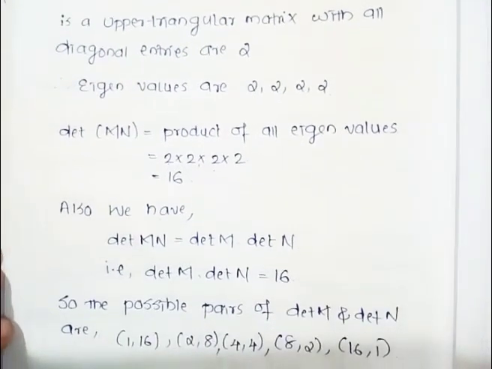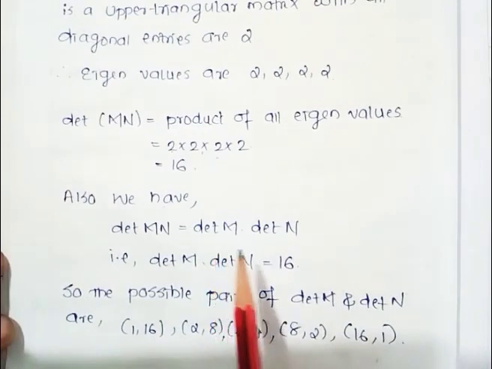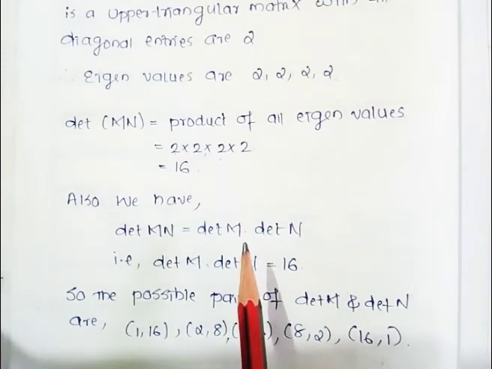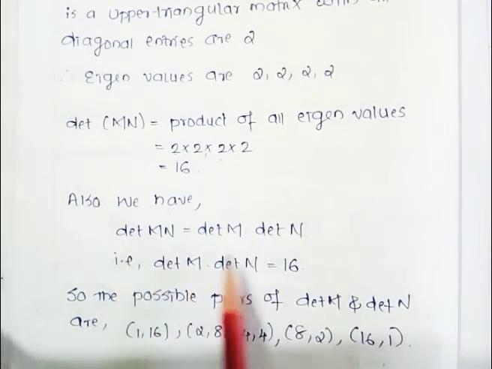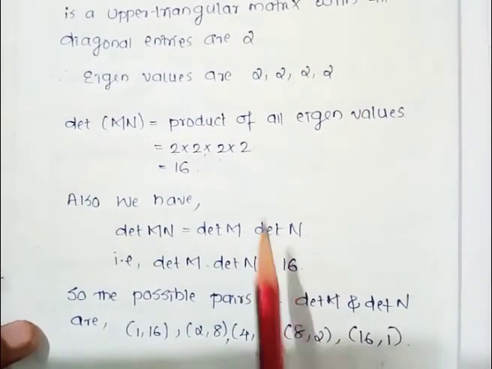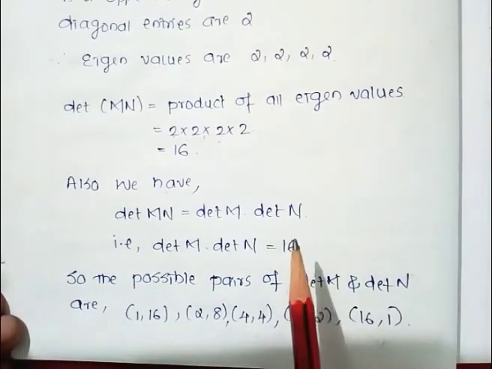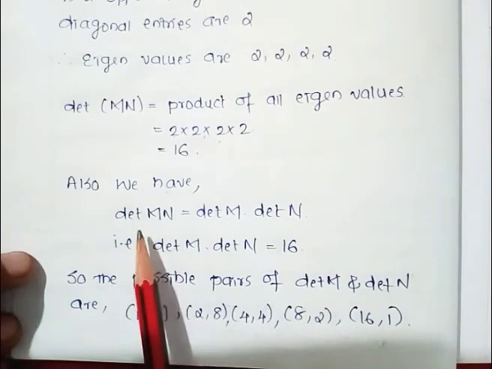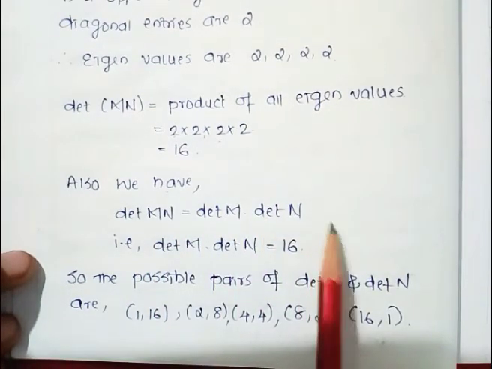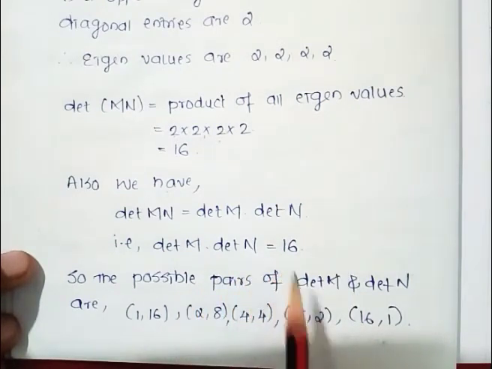Also we have the result determinant of MN is equal to determinant of M into determinant of N. That is, determinant of AB is equal to determinant A into determinant B. By using that, determinant of MN is equal to determinant M into determinant N, and we computed determinant MN is equal to 16. So determinant M into determinant N is equal to 16.